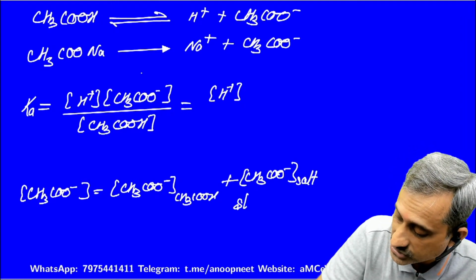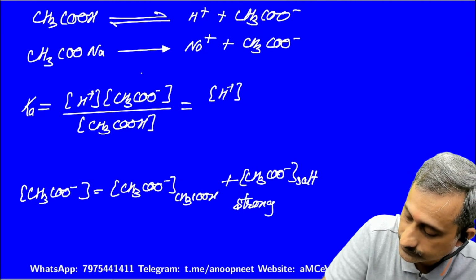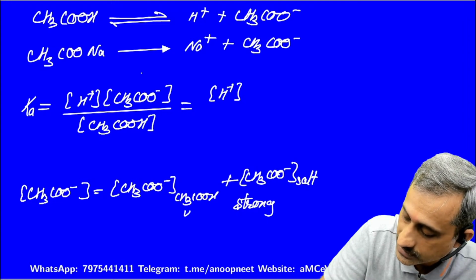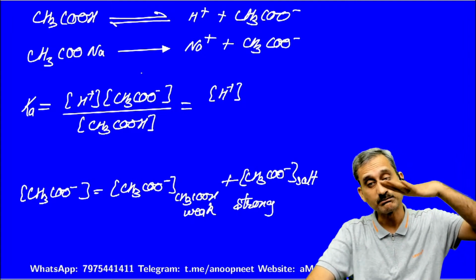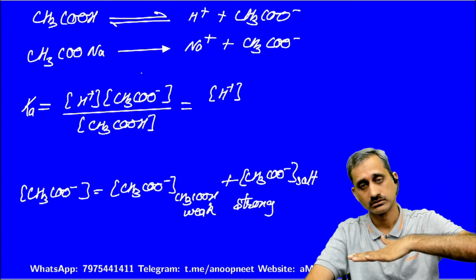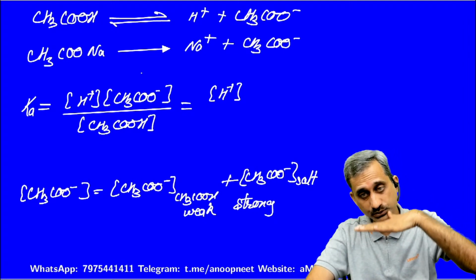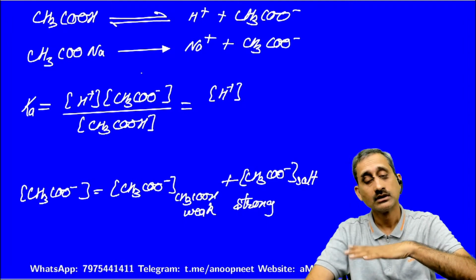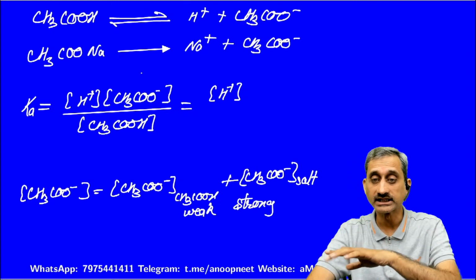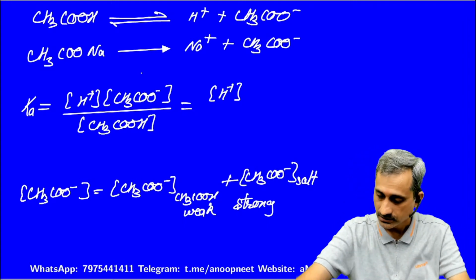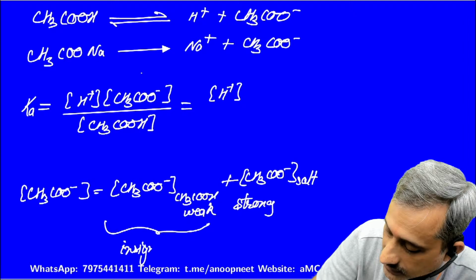Now salt is a strong electrolyte. Acid is a weak electrolyte. Now, if it is a weak electrolyte, then the salt will suppress its ionization. यहां आ रहा है common ion effect. The salt will suppress its ionization. Acetate ion from acetic acid पहले से ही कम था, and because of the salt, it is going to become further less. So this part is insignificant.